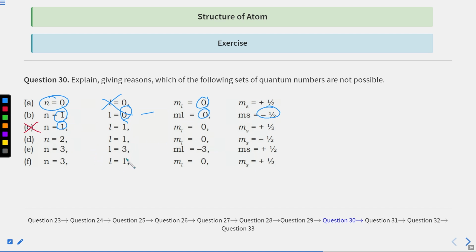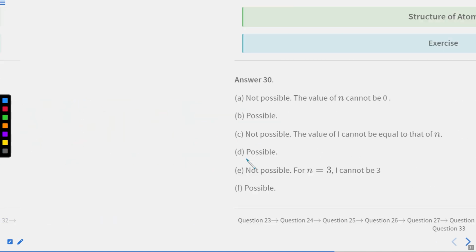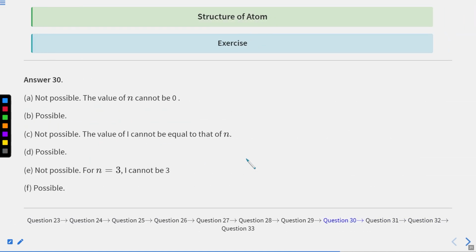n equals 3, l equals 3 is not possible because 3 does not have an f orbital. ml equals minus 3 is possible, so the rest of the statement is also false. n equals 3, therefore l equals 1. Yes, it is possible to have 3p with ml 0 and ms equal to half. Clear? Not possible. The value of n cannot be 0. Not possible. The value of l cannot be equal to that of n. Not possible. For n equals 3, l cannot be 3. Possible.